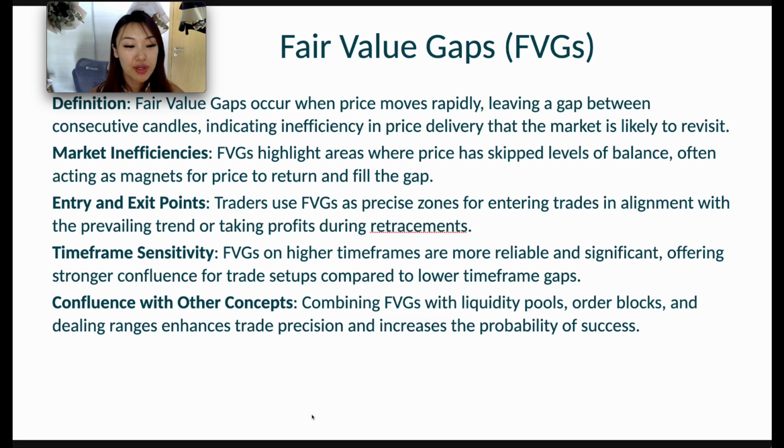And last point, you have to confluence with other concepts. So combine FVGs with other things like order blocks, dealing ranges, the 50% mark or the OTE, which would enhance the trade precision and increase the probability of success.